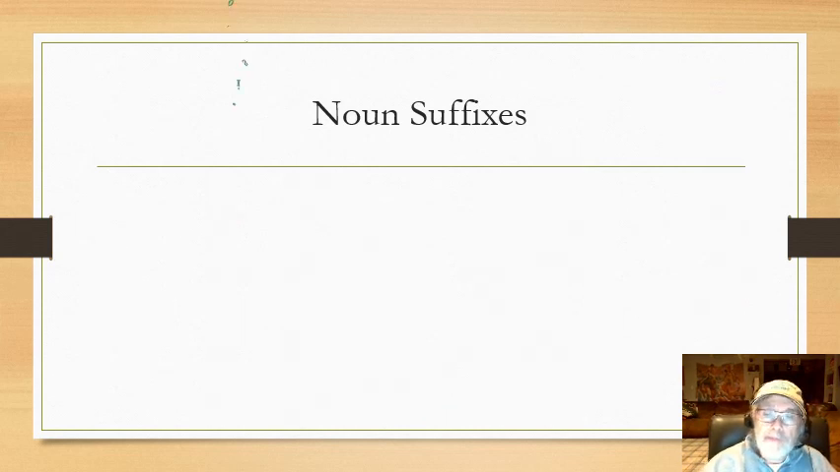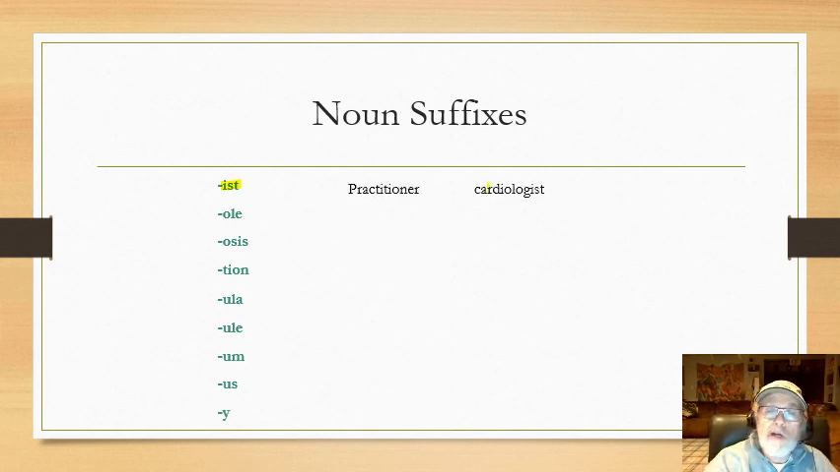Okay. Here's some other ones. Another noun suffix is -ist. Again, basically that's a practitioner, cardiologist. So you see -ist at the end. Nephrologist studies the kidney. Cardiologist studies the heart. A pulmonologist studies the lungs. A neurologist studies the nerves in the brain.